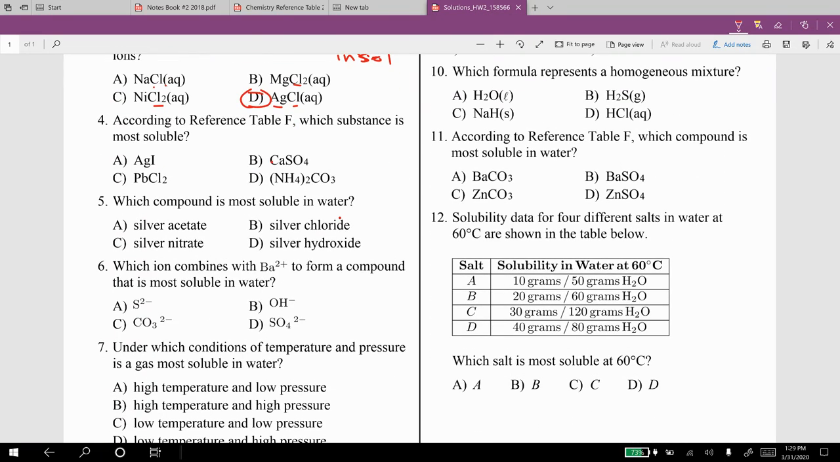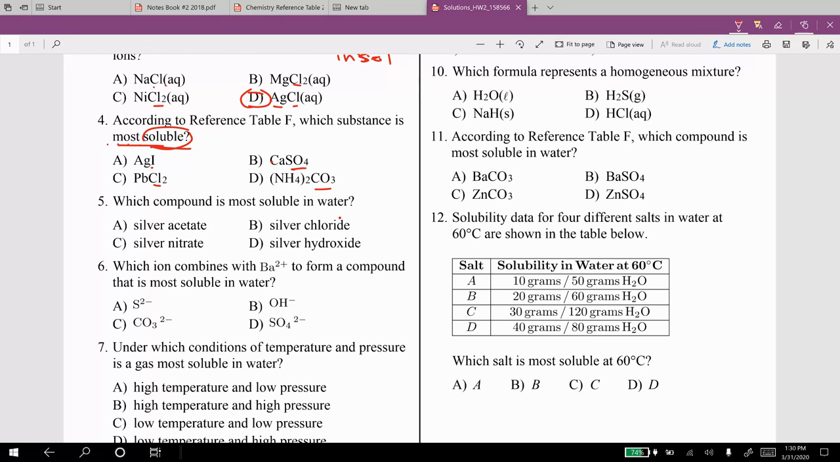Okay, so now next question. According to reference table F, which substance is the most soluble? Well, whichever one is the most soluble is going to be the only one soluble because it's got to follow a 3 the same, 1 different pattern, right? I'm going to have 3 that are insoluble and only 1 will be soluble. So going back to my reference tables, we're going to look at our negative ions. I have an iodine, a chlorine, a sulfate, and a carbonate. So I have silver iodide.